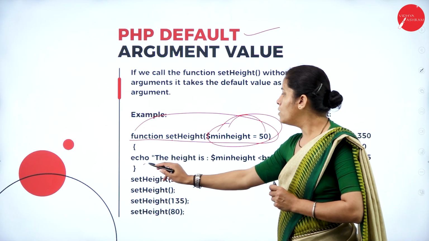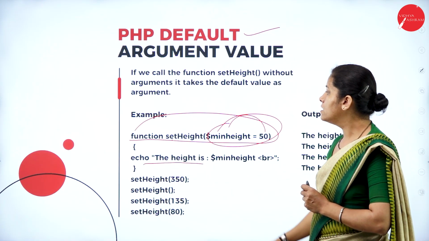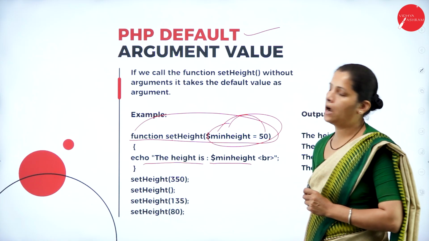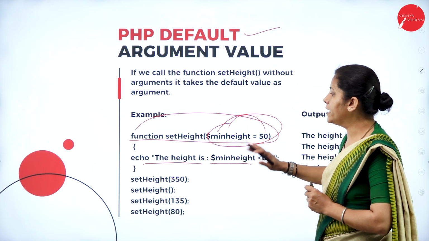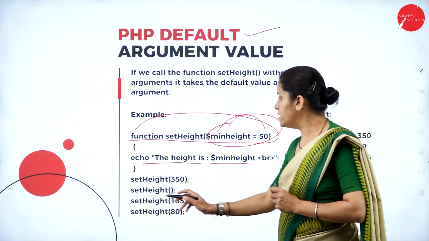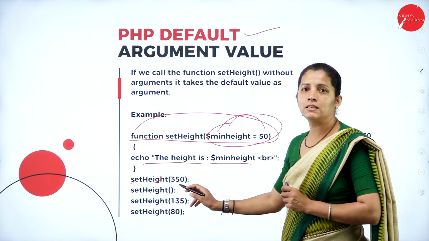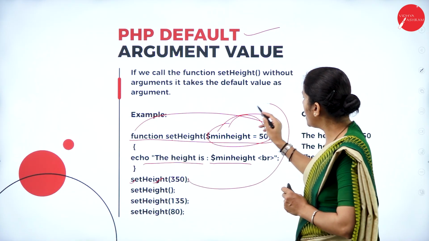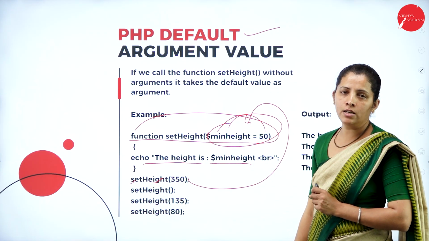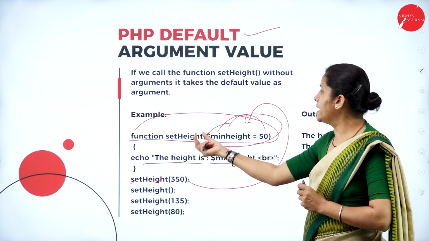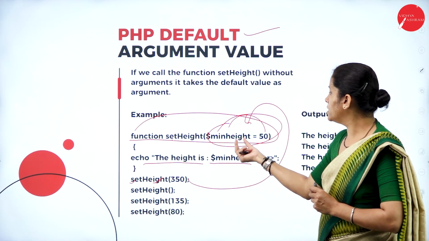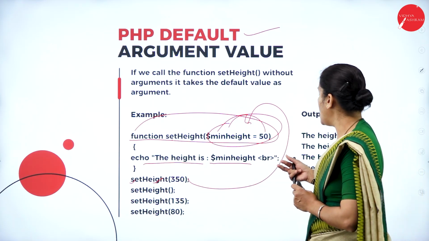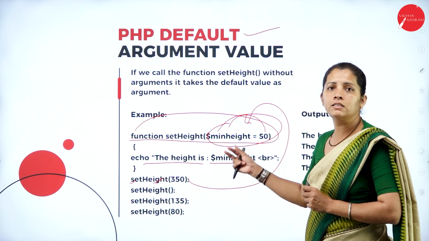Now I have the message, the height. I want to get the height. So here, see, setHeight, and I'm passing the value 350. So what's my function? setHeight. What is my default value? That is 50. But here I'm passing the value 350. What's my output? I get the height as 350.